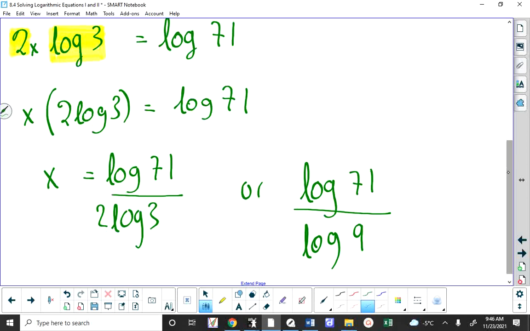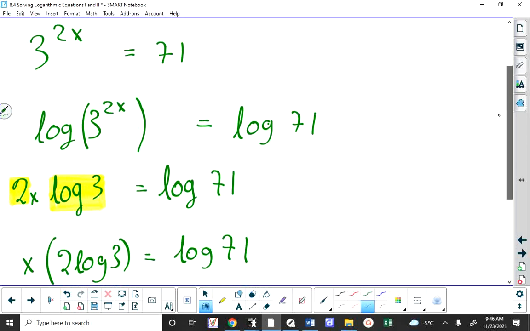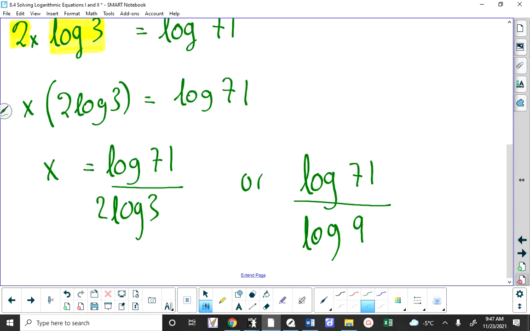We'll get to a decimal answer in a second, but you could have kind of done that up here. You could have said, you know what? I'm going to imagine that instead of writing 3 to the 2x, I'm going to write 3 to the 2, then raised to the x, and I'm going to move only the x down in front. And that's going to stay as 3 squared.